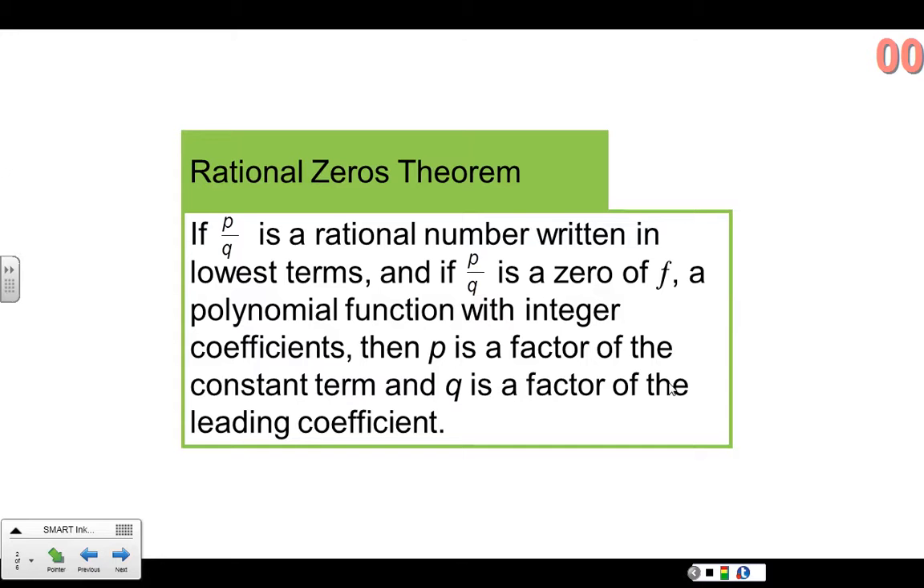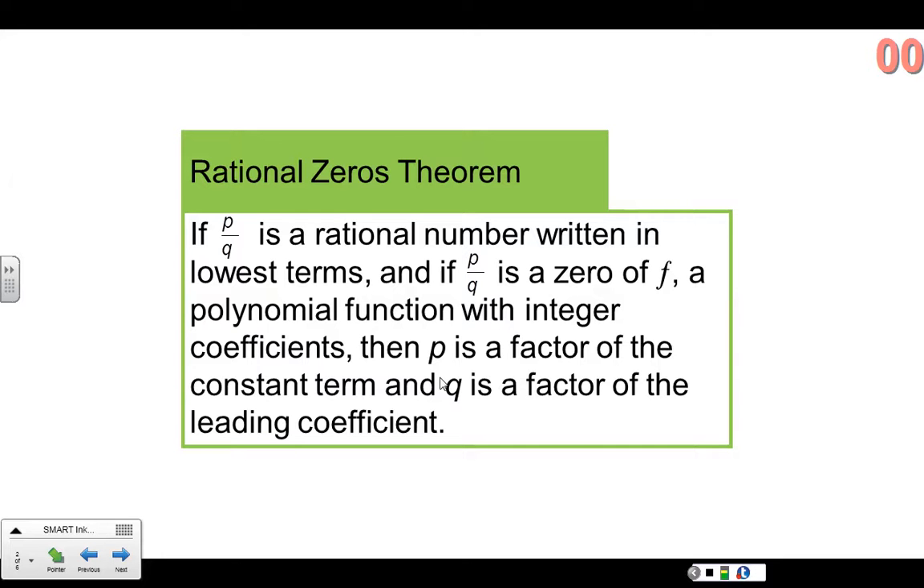The rational zeros theorem: if P over Q is a rational number written in lowest terms, and if P over Q is a zero of the function f, a polynomial function with integer coefficients, then P is a factor of the constant term and Q is a factor of the leading coefficient.